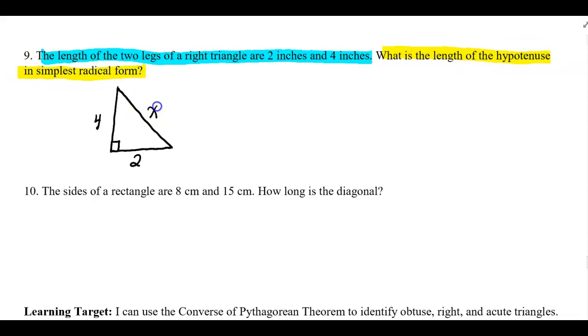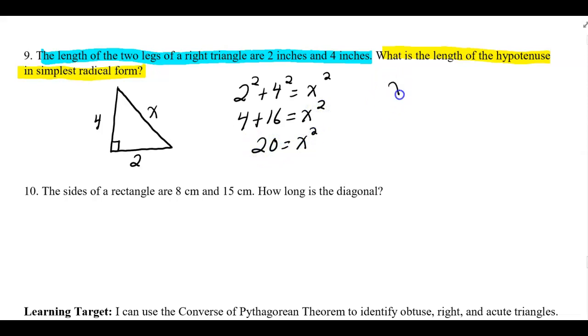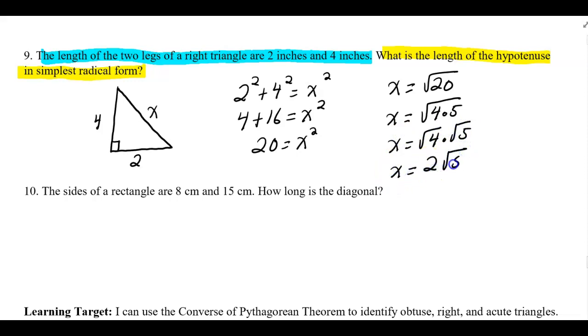So that is x. So we'll do 2 squared plus 4 squared equals x squared. 4 plus 16 is x squared. 20 is x squared. Take the square root. x equals the square root of 20. And we want the simple radical form, so that breaks down to 4 times 5. So x is the square root of 4 times the square root of 5. So therefore the final answer is 2 square root of 5.